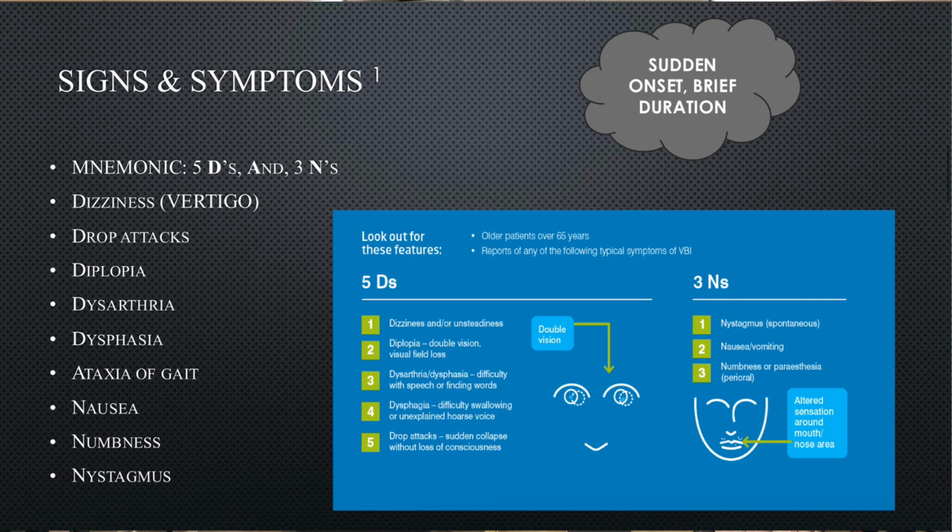Diplopia is double vision. Dysarthria is motor speech disorder, making it hard to form and pronounce words, as well as dysphagia. They work together and they both cause a disturbance in speech. You also have ataxia of gait, which is just poor motor control and clumsiness, and then nystagmus is just rapid, repetitive, uncontrolled eye movements. The most common symptom is a unilateral headache, which is a headache on one side of the head, and then nausea. Those are both the most common symptoms. It also is common in patients over the age of 65, and any of these symptoms can result in VBI.